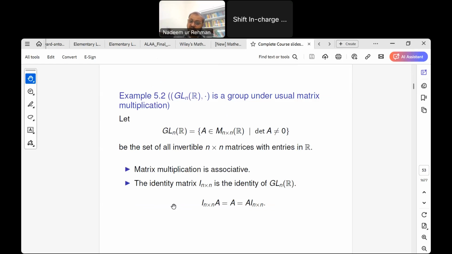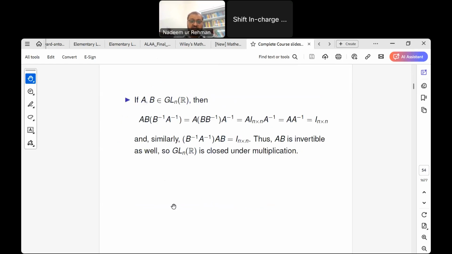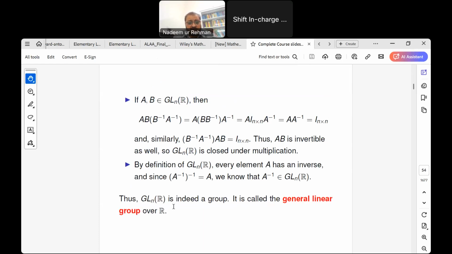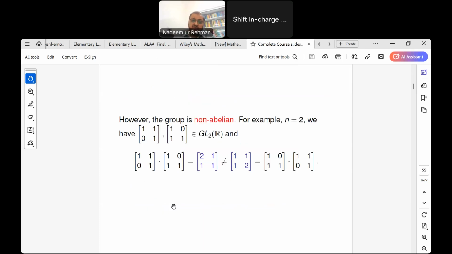If you multiply the identity matrix with any invertible matrix, you get the matrix itself. So this holds, and the inverse also exists, since its determinant is not equal to 0. So this is clearly a group, which we call the general linear group, but this group is not abelian, because for n equal to 2, I take these two types of 2 by 2 matrices.